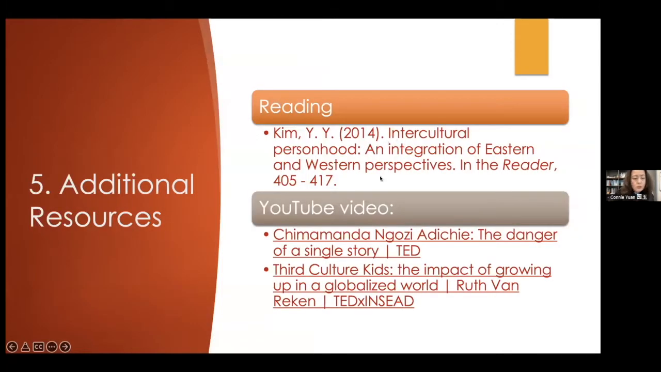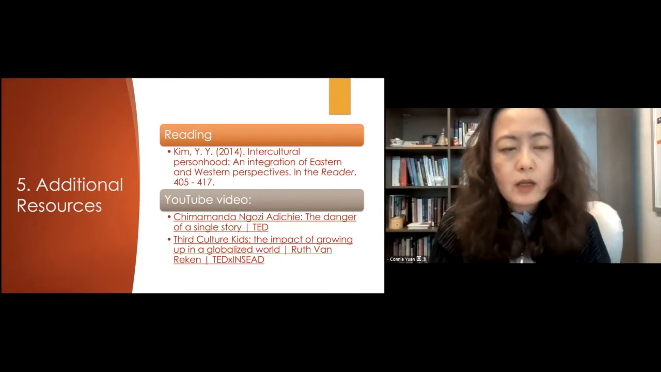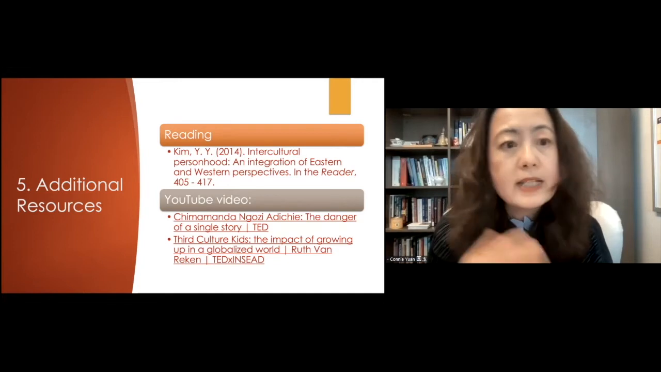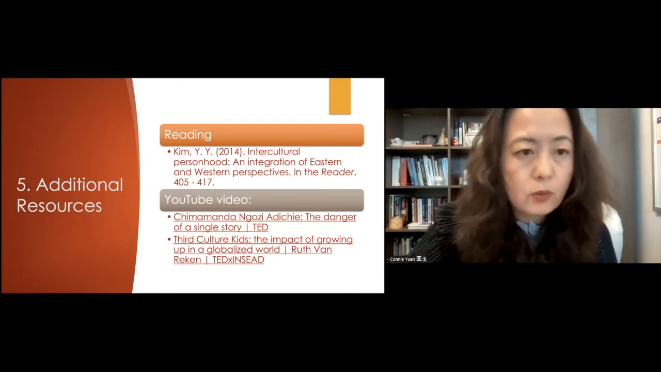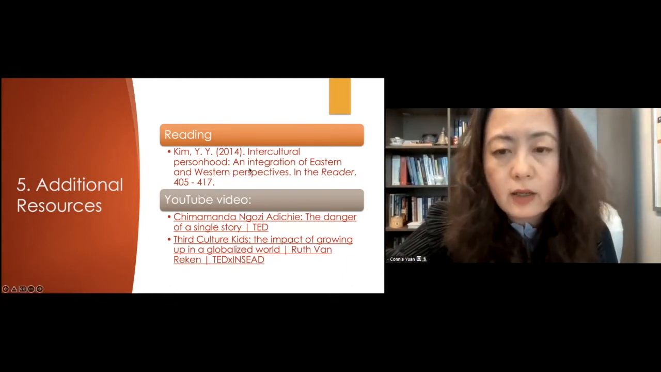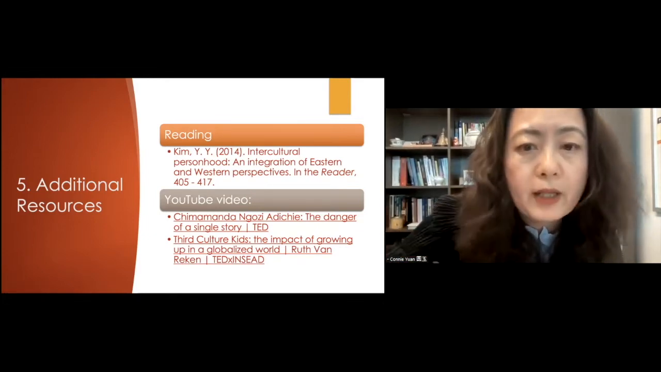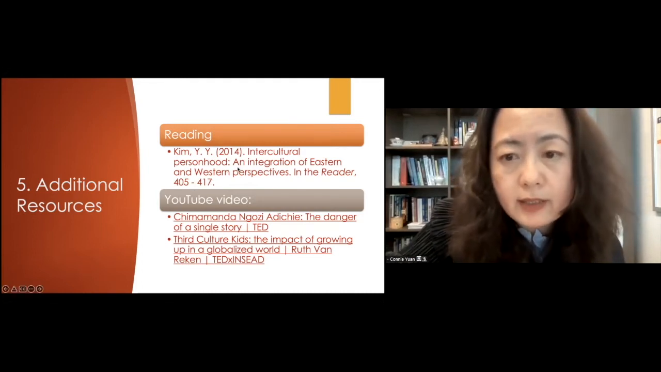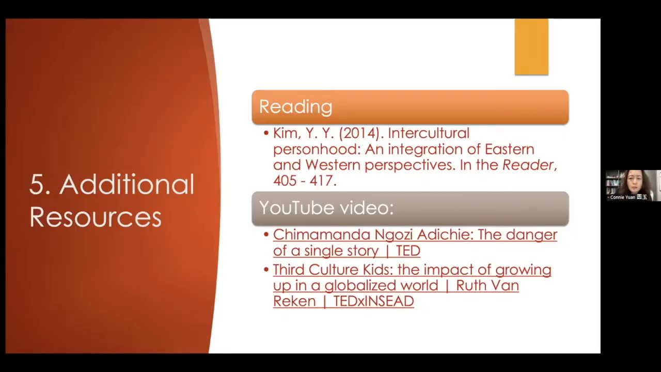This is an article, Intercultural Personhood, which really talks about how, in an era of globalization, when people move from country to country, they start developing a different identity related to the third culture identity. The key idea is personhood and the focus on humanity. And here, the integration of Eastern and Western perspectives, because usually people think the two are very different. But Kim said that even though there are a lot of differences, they can be brought together to create intercultural personhood.